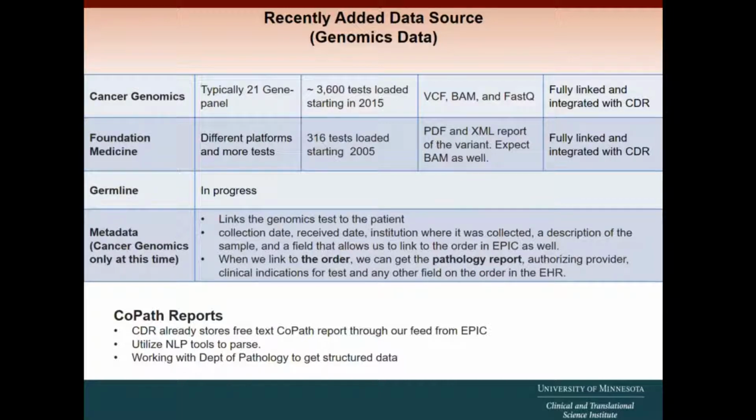Metadata, we now get the metadata as well from the genomics data sources, especially for cancer genomics data. We get a collected date, received date, exclusion. But the most important is that we can now link clinical data and genomics data to the order and to the COPATH report. So that's all fully integrated.